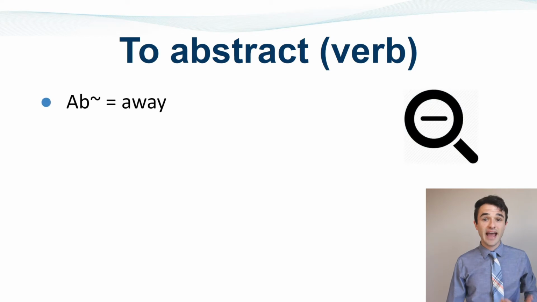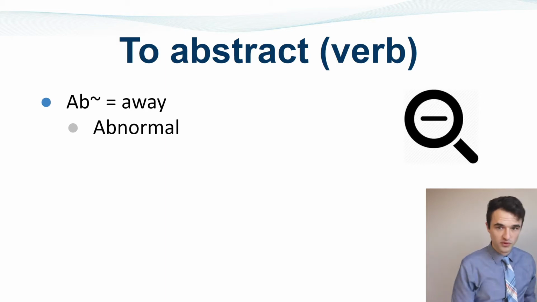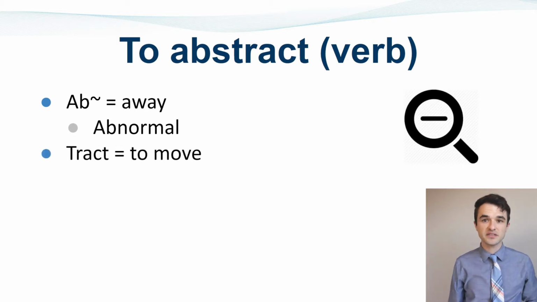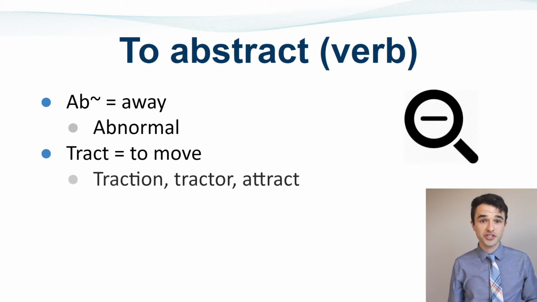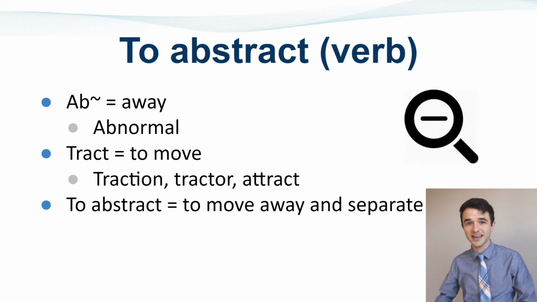Now let's talk about what to abstract means. The prefix ab means away. For example, the word abnormal means away from normal or not normal. And tact means to move or to have grip, like traction, tractor, attract. So to abstract means to move away and separate.